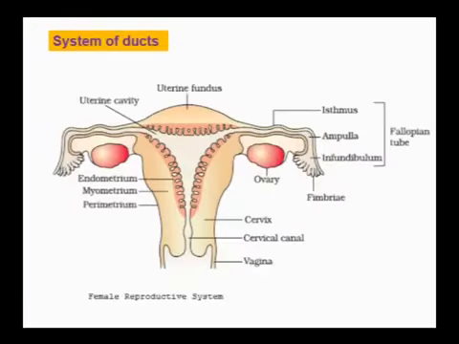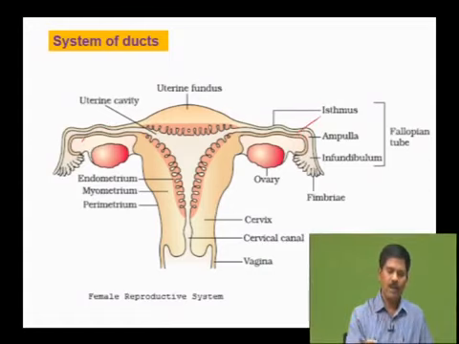Coming to the system of ducts. The system of ducts includes a pair of fallopian tubes, one for each ovary, then a single uterus. Both the fallopian tubes open into the uterus. The cavity in the uterus is somewhat triangular shaped. It's also called the womb of the mother.